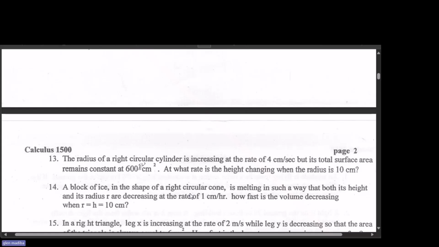10 squared is 100, multiplied by dh over dt, which is minus 1, plus pi over 3. H is 10. 2 times r, 2 times 10, multiplied by dr over dt, which is minus 1. That's how I ended up having minus 100 pi, from which I concluded to say the volume is decreasing at the rate of 100 pi centimeter per hour.